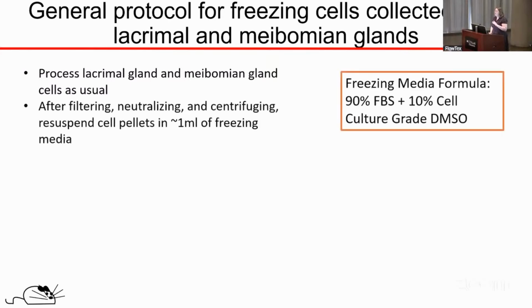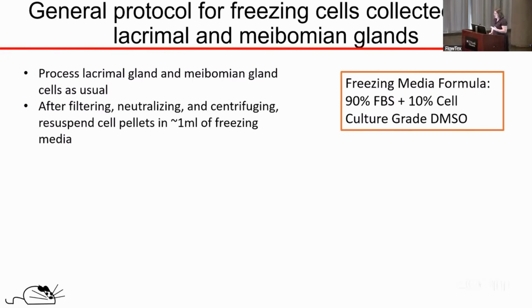But after you pellet your cells, we would then resuspend in 1 ml of our freezing media. I'm not sure how different our media is, I can't think right now, but it's probably a slightly different formula compared to the ones you might use. It's a lot of FBS. I feel like we use a lot of liquid gold in our lab. So ours is 90% FBS and 10% DMSO.